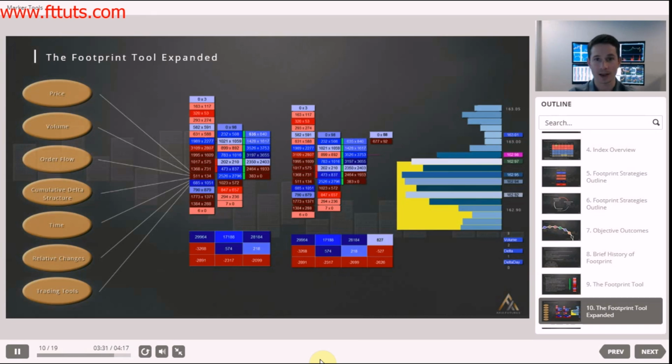The second type of relative change we can see is in the summary box below. We can see the relative change between volume, as well as delta, and obviously the net change in cumulative delta over a period of time or rotations.